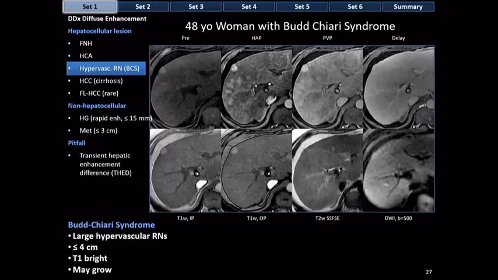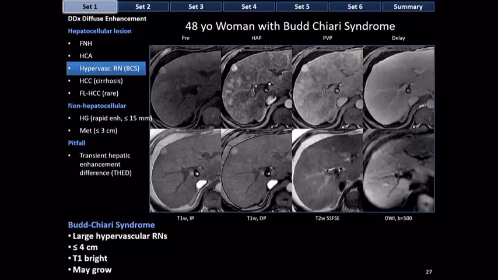What I want to point out is, if you look at the image in the top left, the pre-contrast image, there's a small bright nodule in segment 4/8 of the liver. That nodule hyperenhances diffusely in the arterial phase, holds on to contrast in the portal venous phase, and then fades to isointensity in the delayed phase. So what is the differential diagnosis for this?